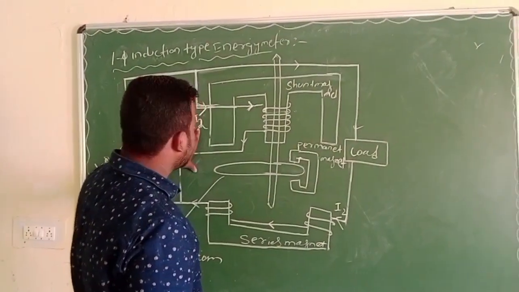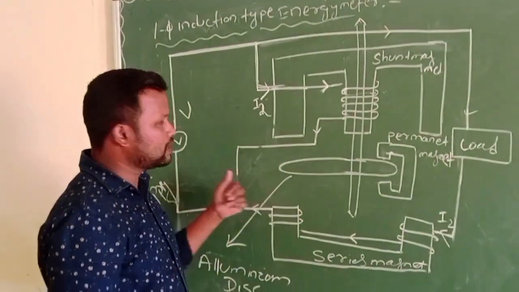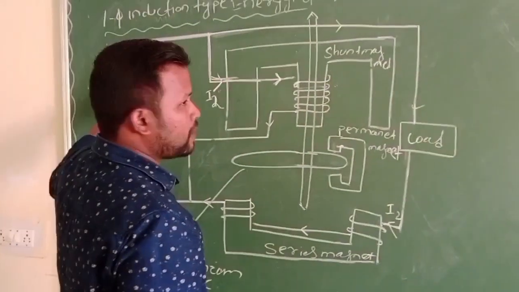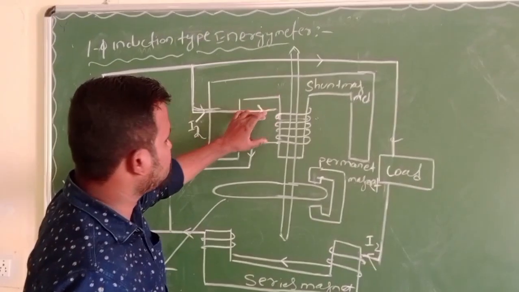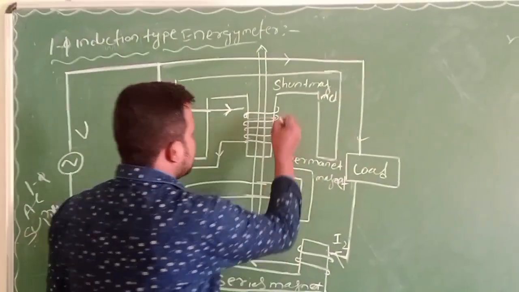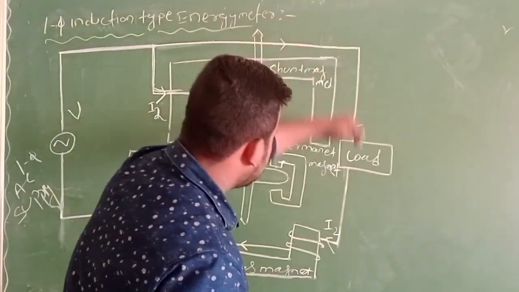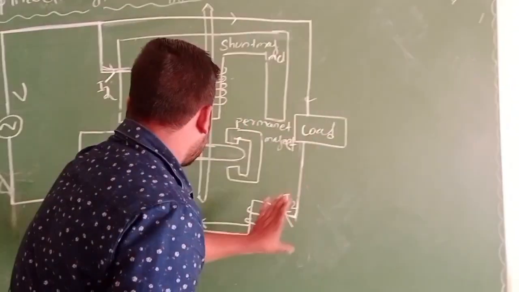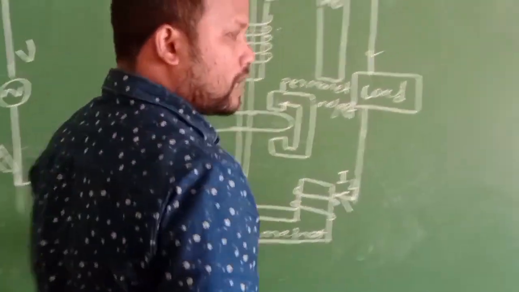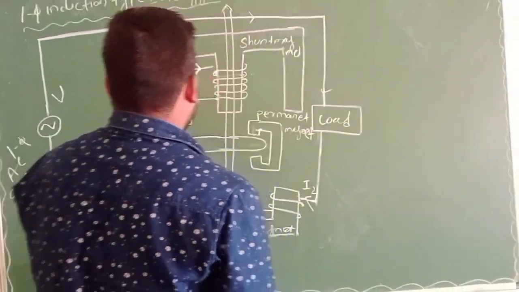It consists of two coils. One is the pressure coil, another is the current coil. In the pressure coil, the supply voltage is in parallel to the pressure coil, so it is called the shunt magnet. The current coil is in series with the load, and also in series with the supply, so it is called the series magnet.